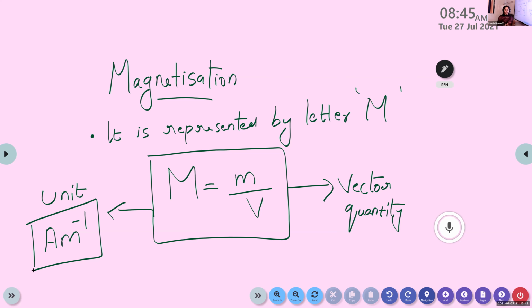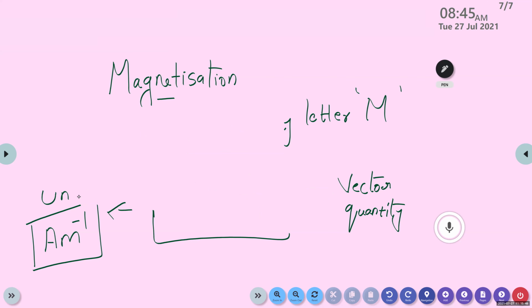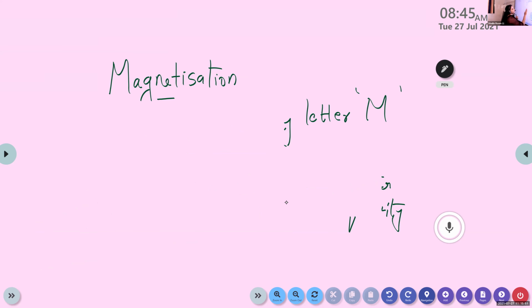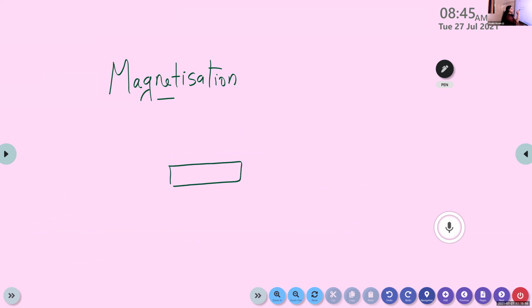What do you mean by magnetized? Suppose you just imagine that you are placing a bar magnet, and we know that this bar magnet produces its own magnetic field. So some magnetic field lines originate from north to south outside the magnet, and their direction is from south to north inside the magnet.